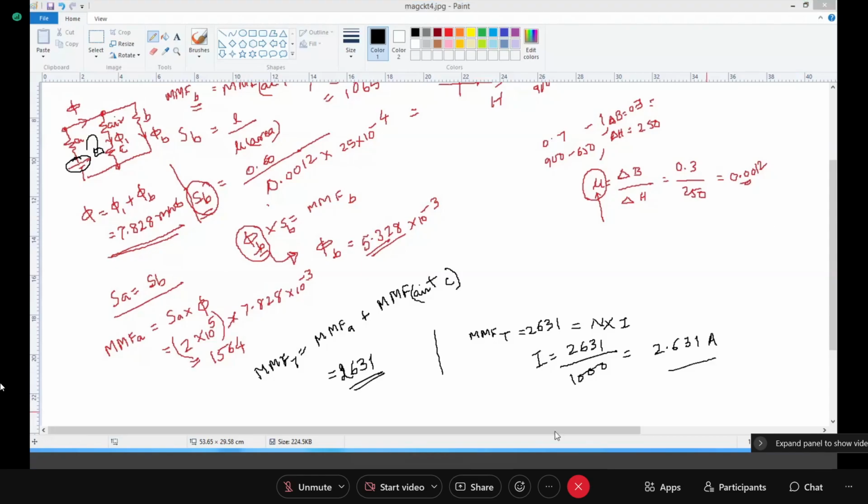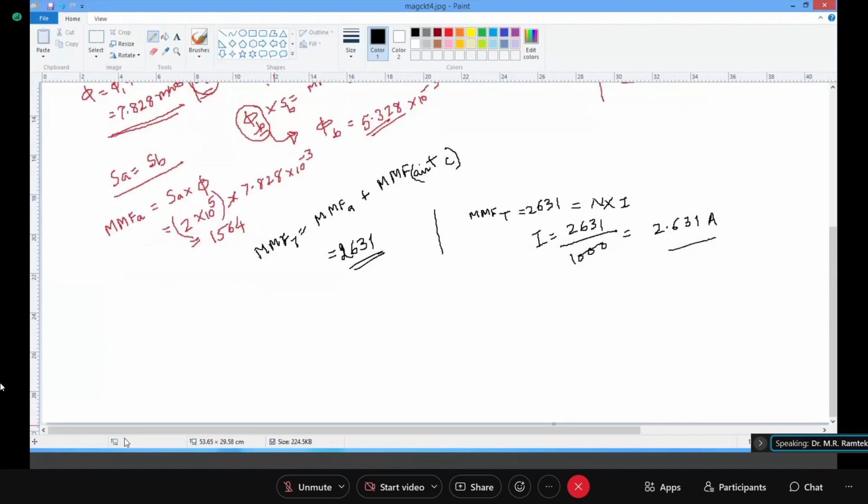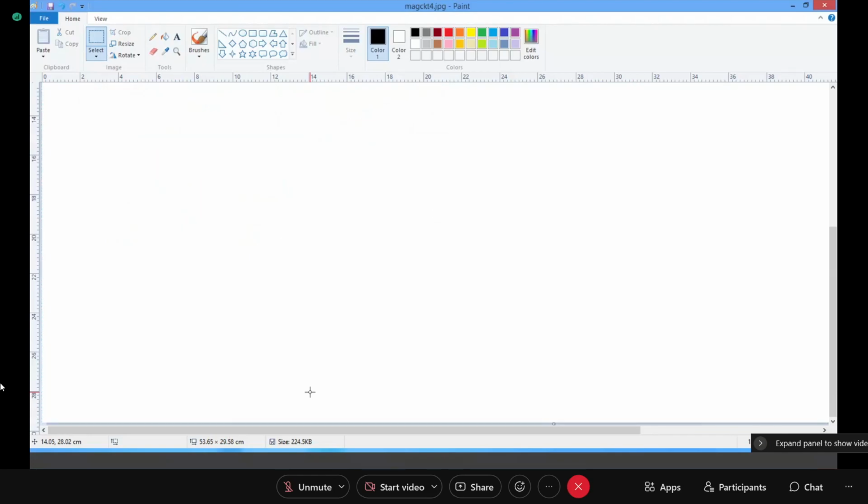Okay, now I give you one. See, I have a cast steel ring. I'll just draw the circuit first. That will help. Here, or otherwise you can control A. So I have got this type of a ring. Okay.